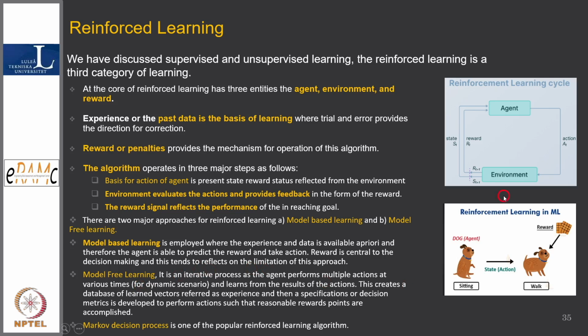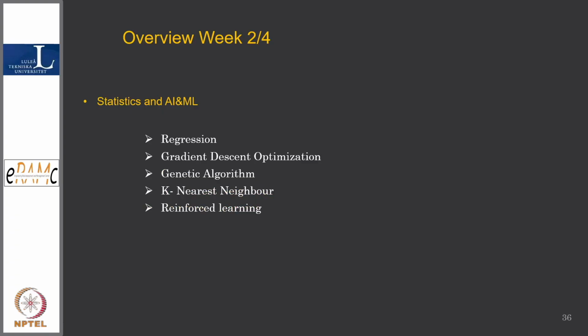So now, to describe the environment, let us understand with this figure. There is a dog sitting here. His action is to move and walk, and he will move in the direction of the reward, whatever is there actually. So this is what it is. So these are the things we have studied.